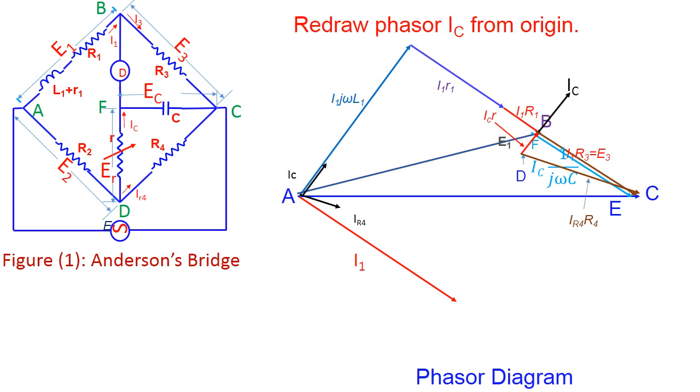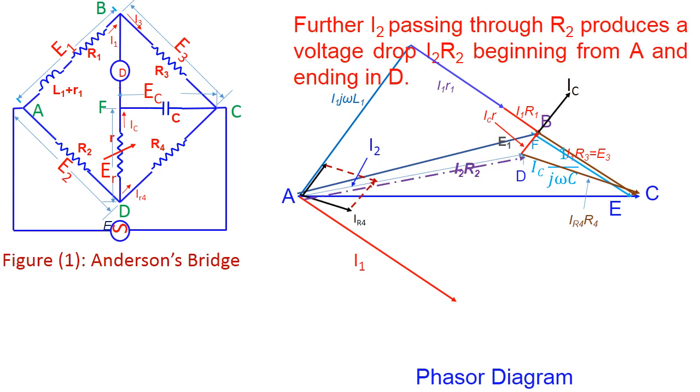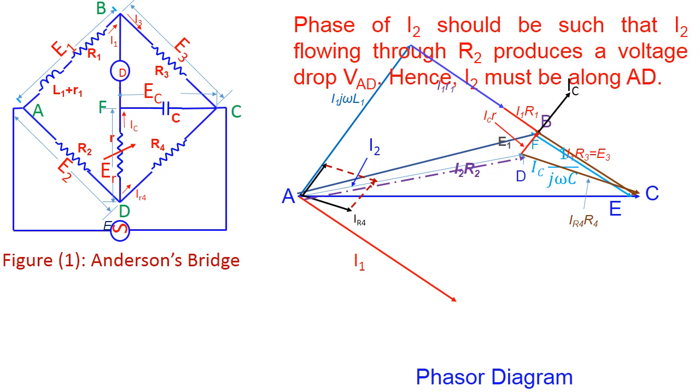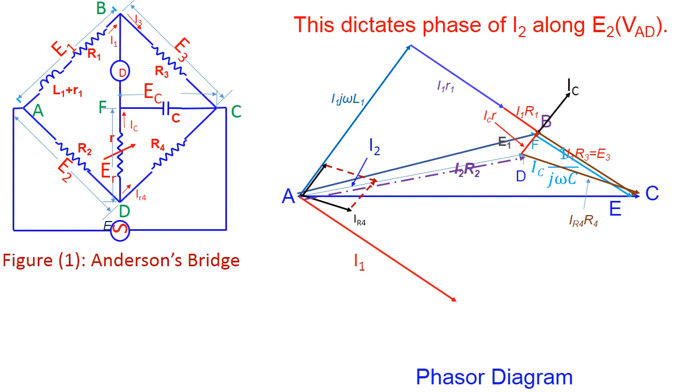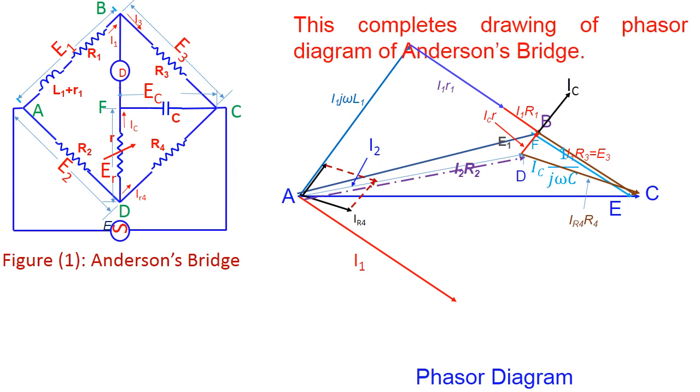Redraw phasor IC from origin. Phasor sum of currents IC and IR4 is phasor current I2. Further, I2 passing through R2 produces a voltage drop I2 R2 beginning from A and ending in D. Phase of I2 should be such that I2 flowing through R2 produces a voltage drop VAD. Hence, I2 must be along AD. This dictates phase of I2 along E2, that is VAD. This completes drawing of the phasor diagram of Anderson's bridge.